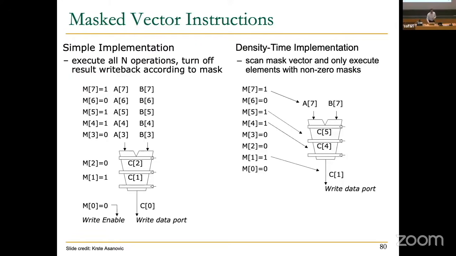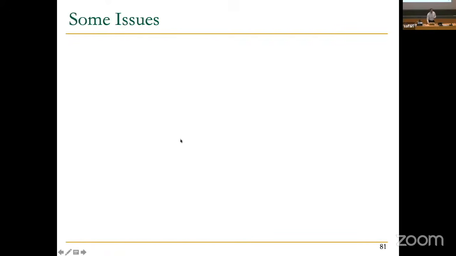So another implementation is this density time implementation, where you first scan the mask vector, and you figure out which ones are actually ones, and only execute those operations in the vector that are ones. That's the idea. Which one is better? It depends on basically the complexity of the scanning and also how many zeros you have in the mask. Okay, so I'll let you think about that.